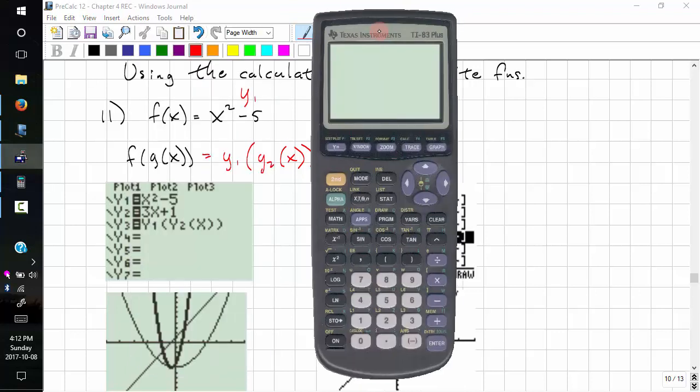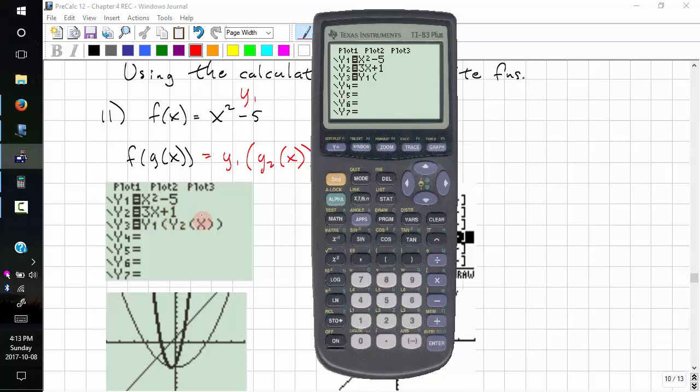So on the TI, we want to do this. And we press y equals, and we just enter a function, x squared minus 5, and our other function, 3x plus 1. Okay, now here's the part that you haven't done before. We want to press vars, and we want to go over to y vars, so we go right, and we want to use a function. So we press enter, and we want y1 first, and we want a bracket.